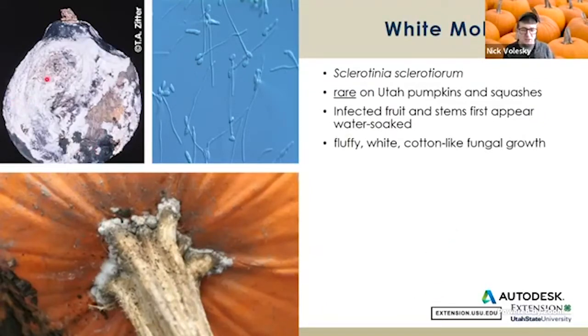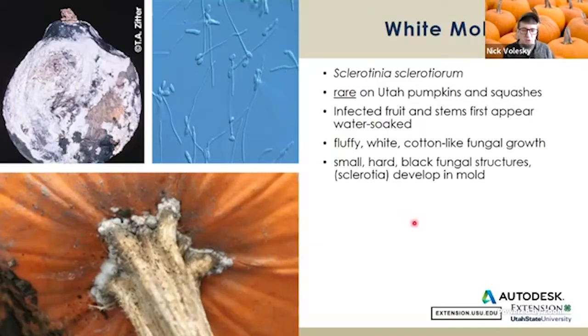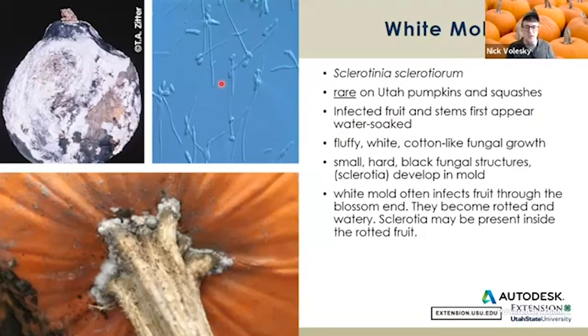Again, you see this fluffy, white, cotton-like fungal growth. And then these spores, they'll form small, hard, black fungal structures. And that's where the sclerotia develops. And that's kind of how the mold develops as well.